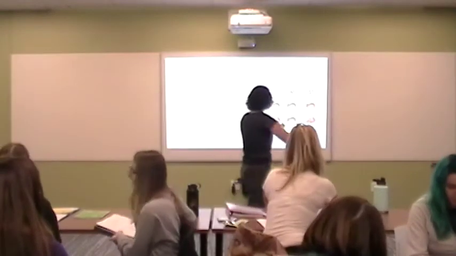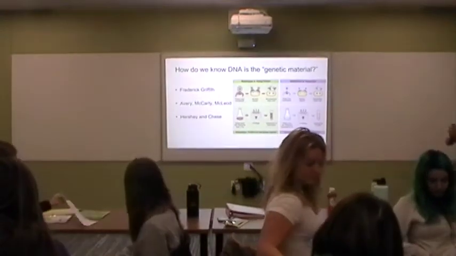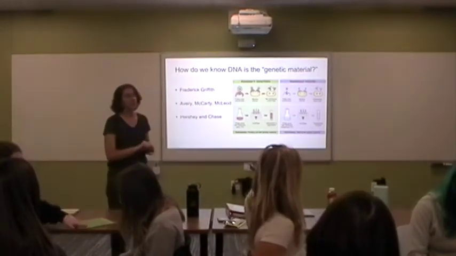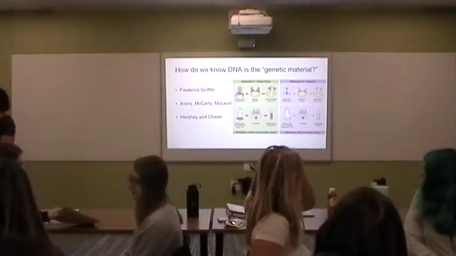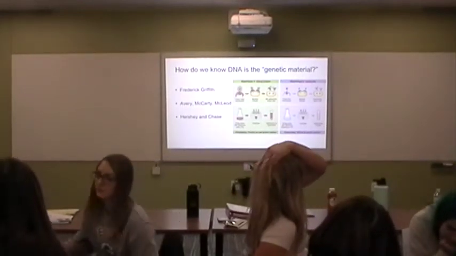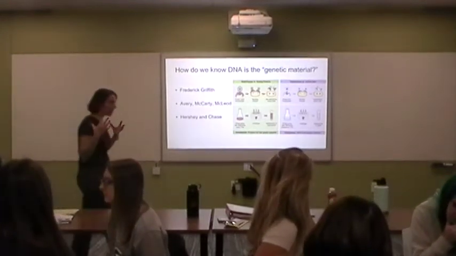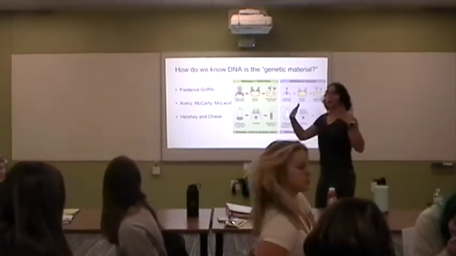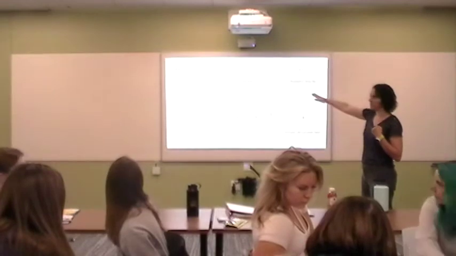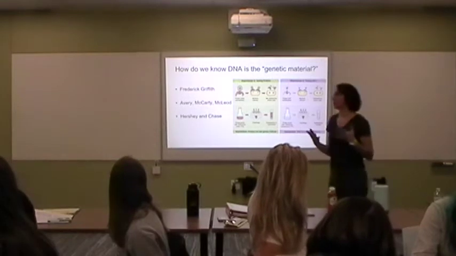Okay, so what we're going to do is I have 3 experiments that are the foundational 3 pieces to discovering what is the genetic material. We knew that there were proteins in a cell, we knew that there was DNA in a cell, and we knew that there was RNA. We knew that there were all these things in a cell, but we didn't yet know which one was actually our genetic material, right? And so these are 3 scientists or groups of scientists who were involved in figuring out what our genetic material was.